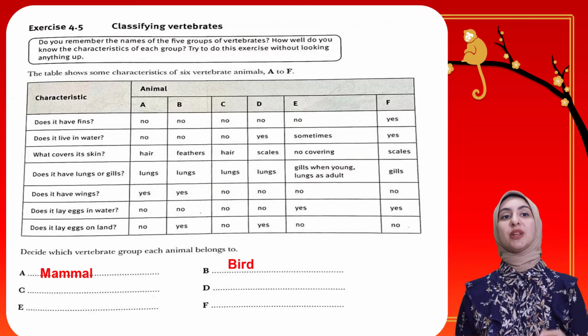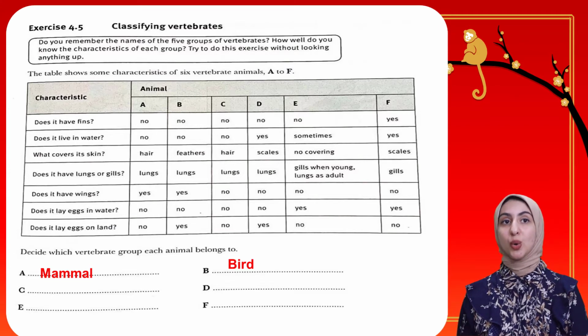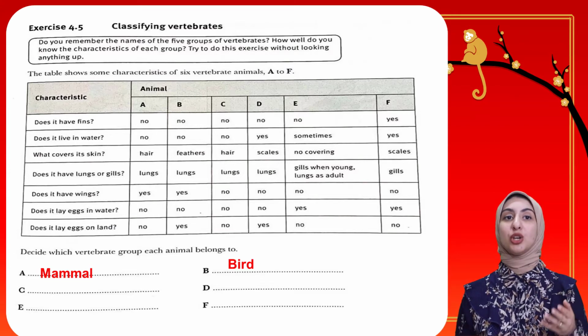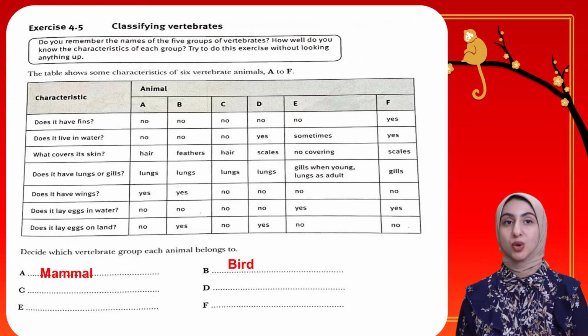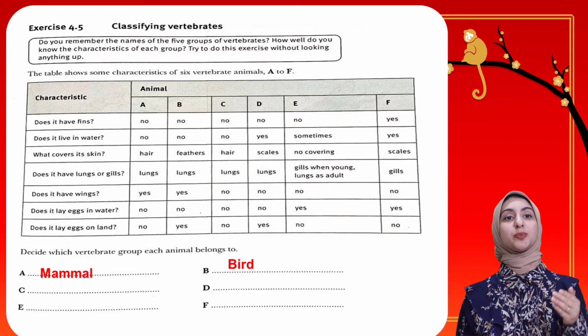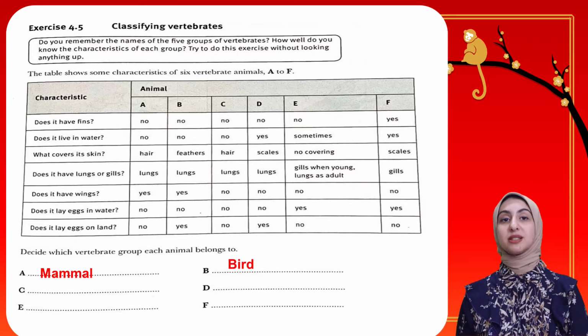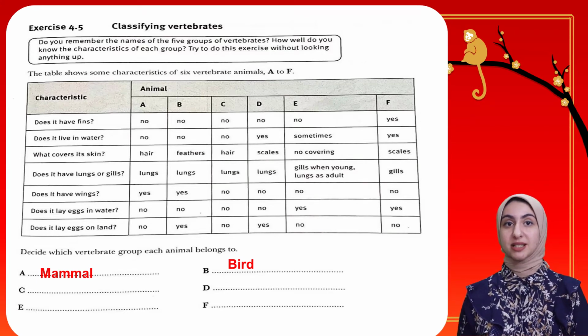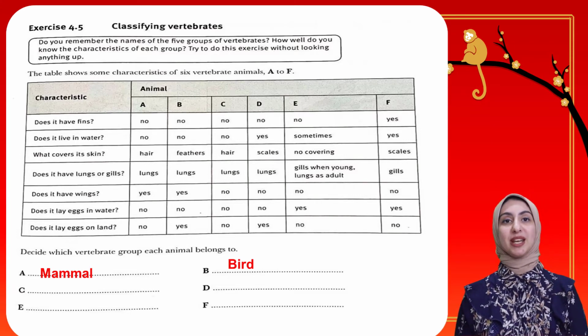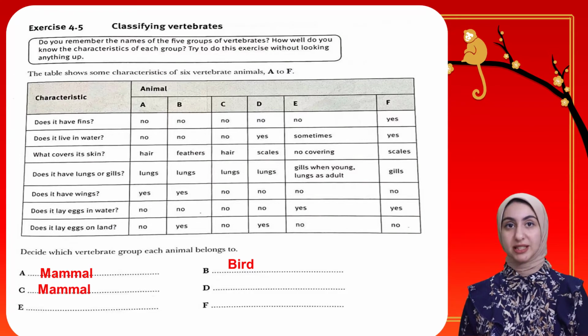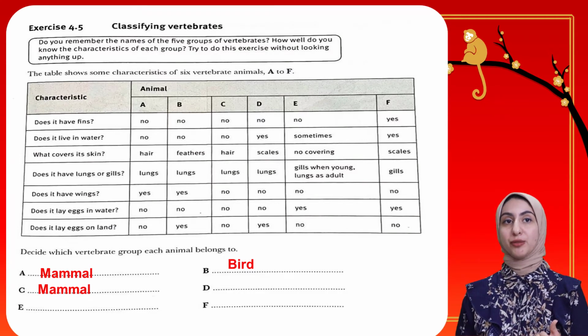For animal C, does it have fins? No. Does it live in water? No. What covers its skin? Hair. Does it have lungs or gills? It has lungs. Does it have wings? No. Does it lay eggs in water? No. Does it lay eggs on land? No. So it is classified as what? A mammal. Exactly.